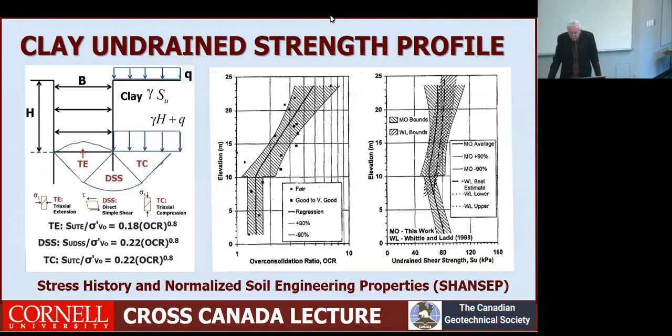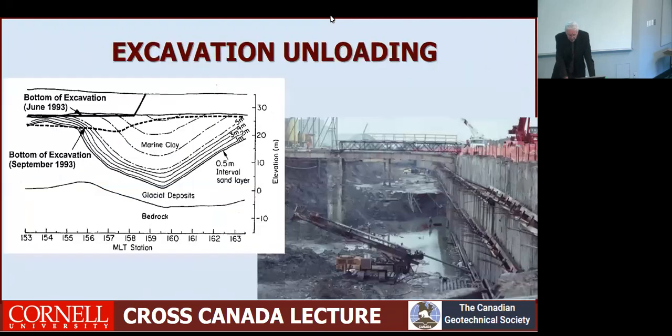You'll see there's an MO average that stands for McGinn and O'Rourke, as we looked at these data and gave a range of values for the undrained strength. And then Whittle and Ladd, Andrew Whittle and Chuck Ladd, came up with a range also. And that dark line in there was the best or median estimate for our range and for their range, both very close. And those were used in terms of the initial design to characterize what the strength of the clay would be and to be able to come up with a design for the temporary support system.